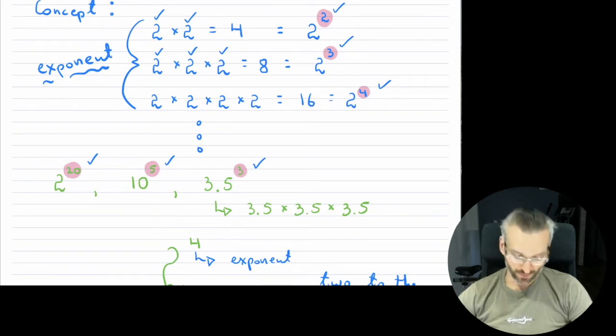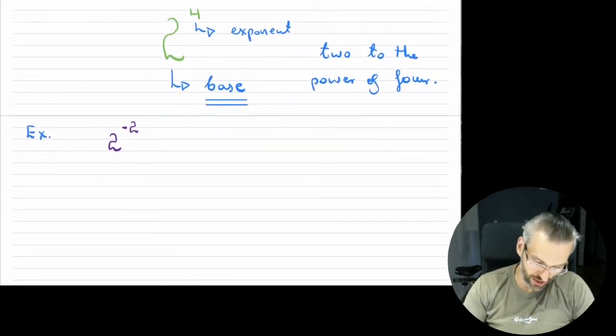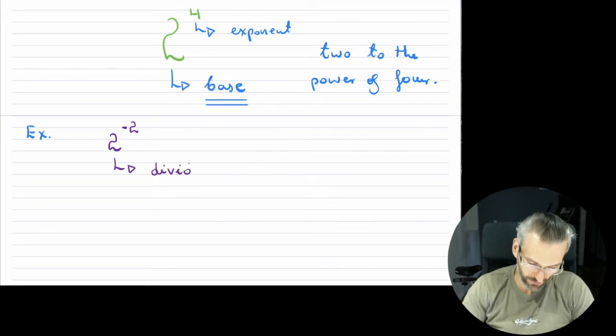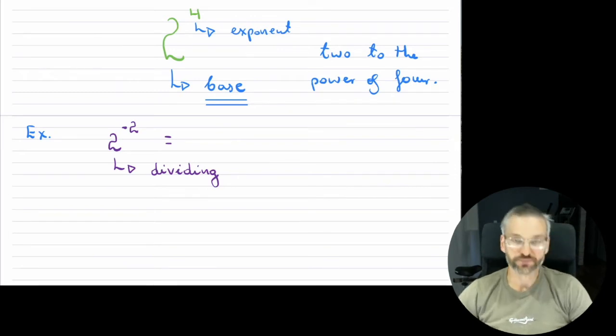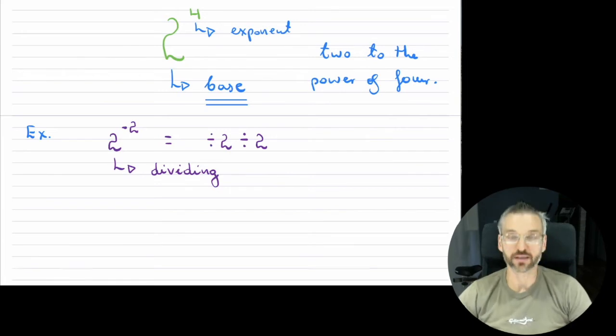And so on. So that's what that would mean. Now, a much easier way of thinking about negative exponents, instead of multiplication, is to think about dividing. So what does that mean? It means you are now dividing by 2, and you're dividing 2 times. So that's what this would mean.